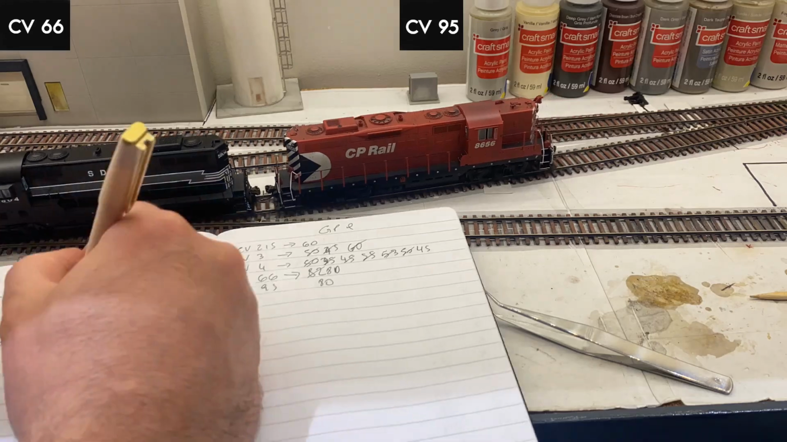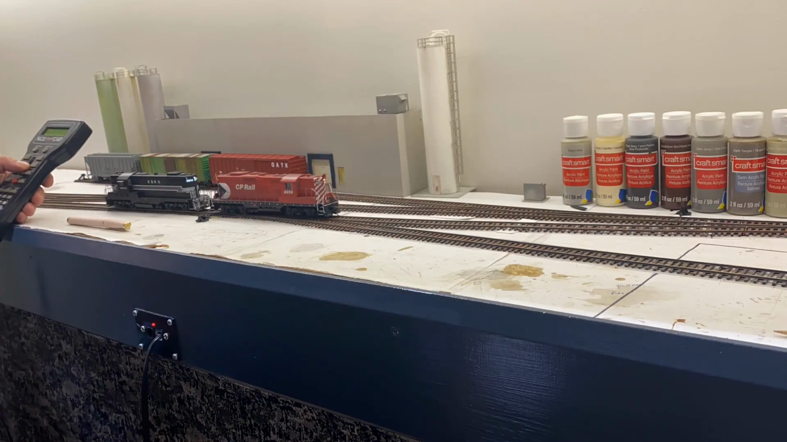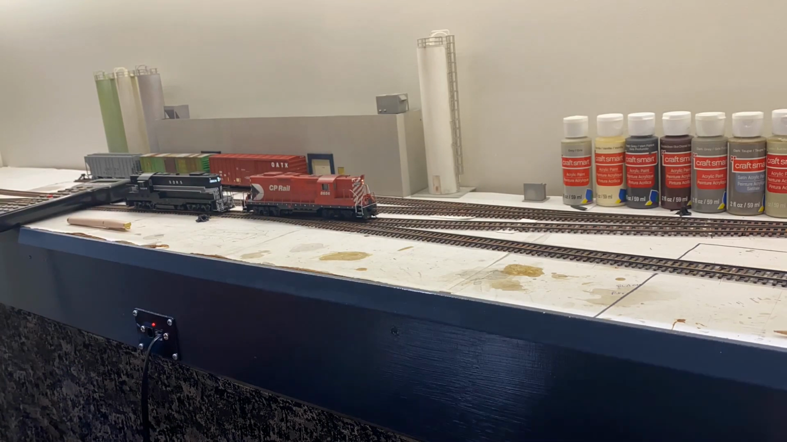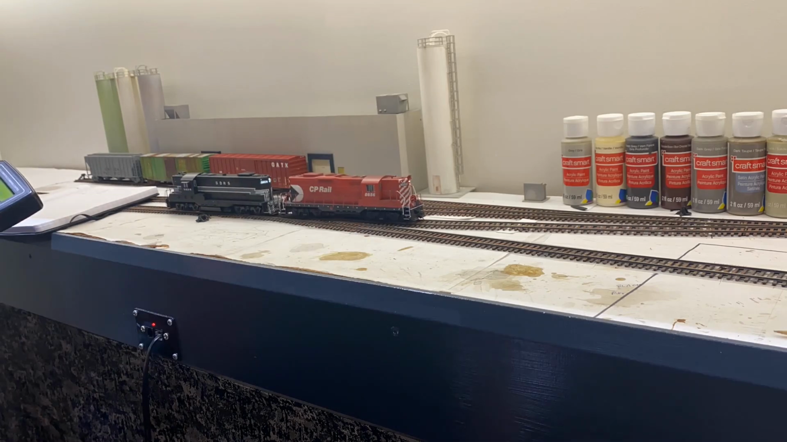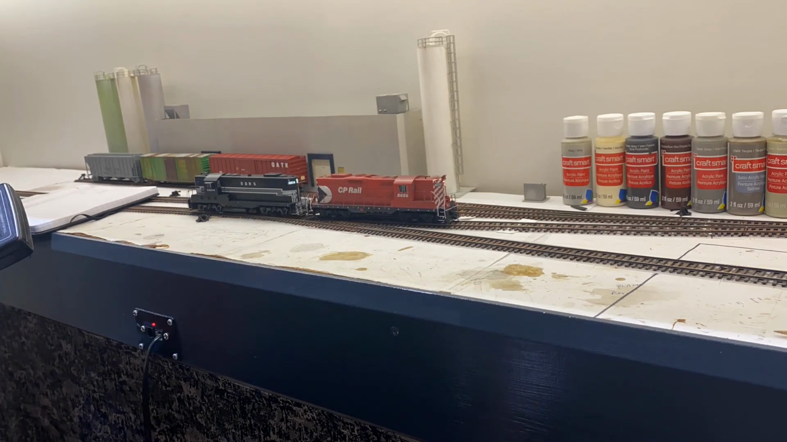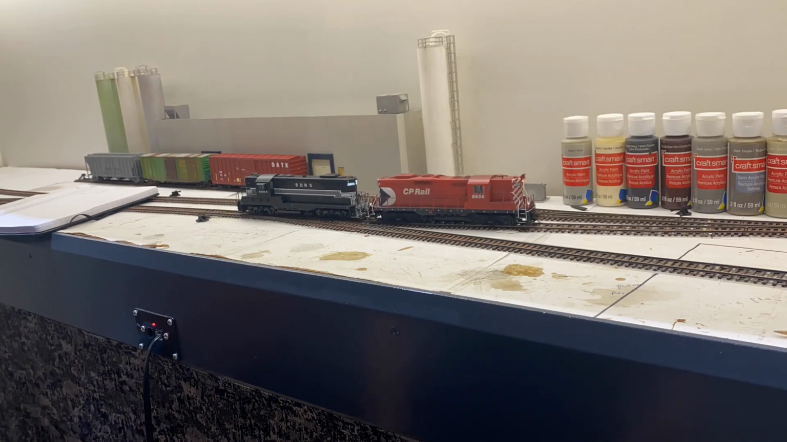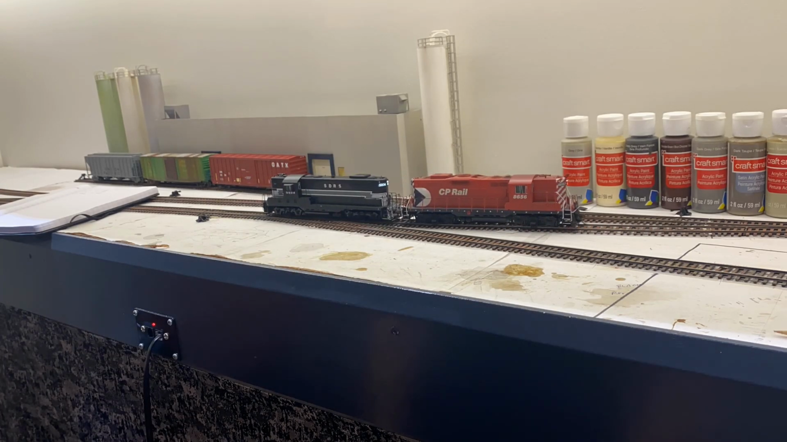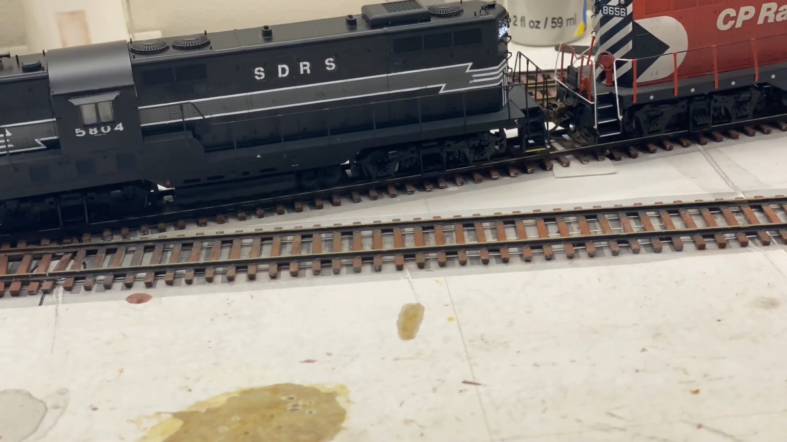For added fun, if that's what you want to call it, it may be hard to tell of any disparity between the two models at low speed steps, but they will become more evident as you work your way up the speed table and adjust the CVs. As mentioned before, 66 adjusts the speed forward and 95 backwards. Run the engines back and forth with each other and watch the couplers closely. They will come close and push away a little as they travel, but you're looking for them to be about the same distance throughout the entire trip.